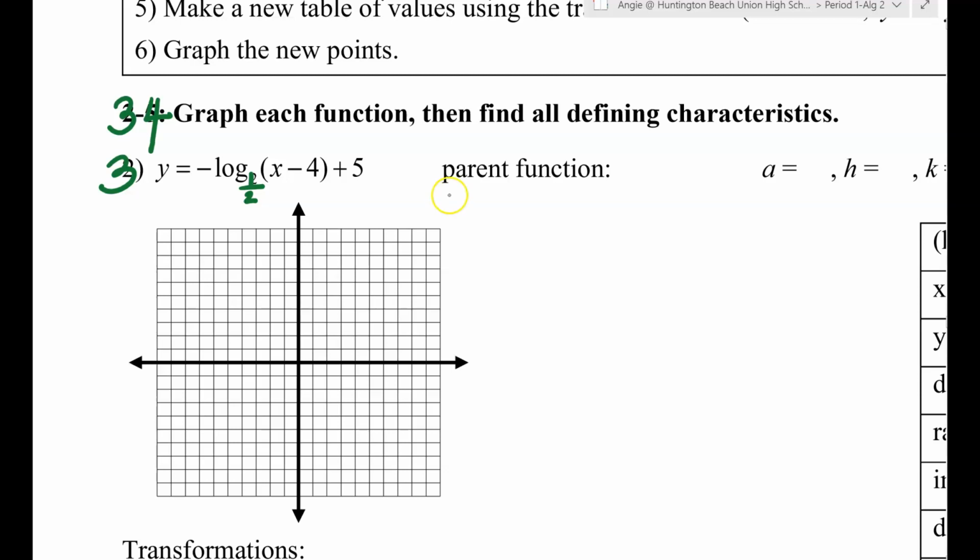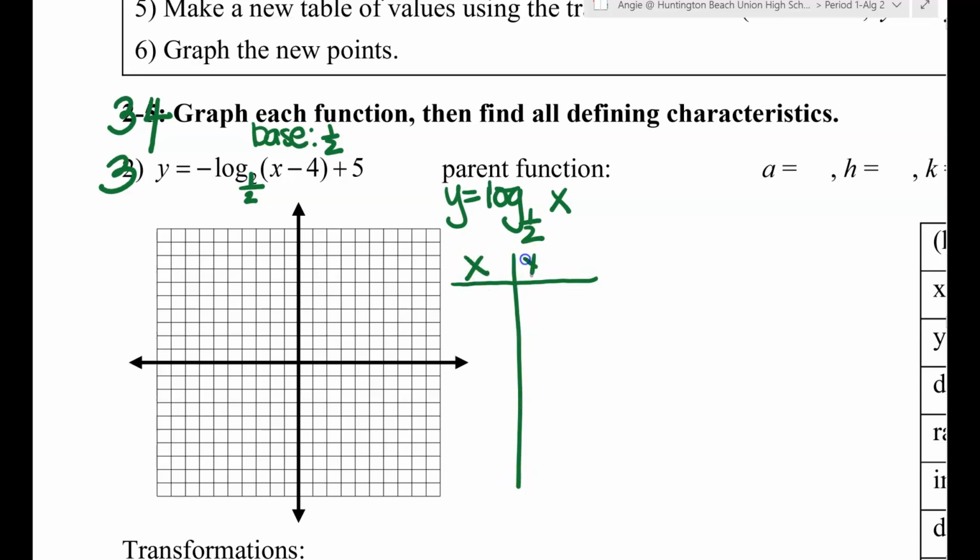The first thing I want you to do is state the parent function, because your base in the original equation is a half, so your parent function must be y equals log base half of x, just like that. Your original is y equals negative log base half of (x minus 4) plus 5, so your parent function must have the same exact base. Now I want you to make a chart. You're gonna write the x and y values in there.